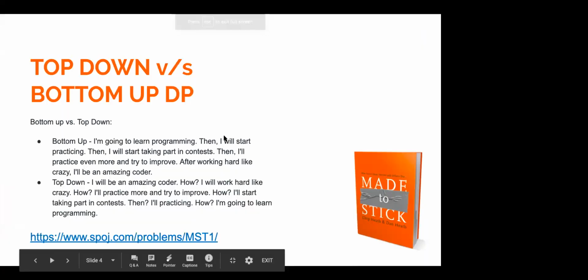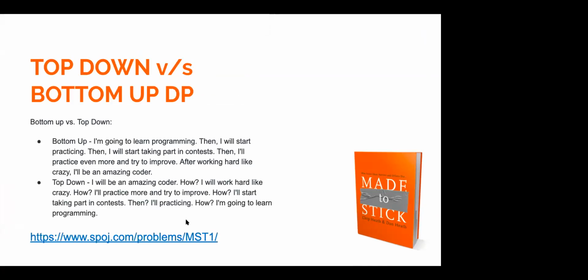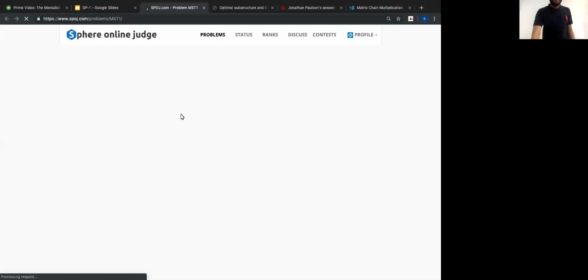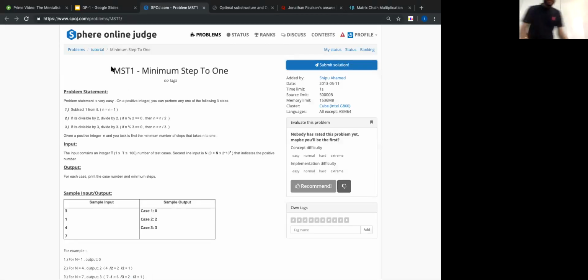The slide is visible to you, right? I'll assume it's visible. Yep, it's visible. So, minimum steps to one. This is the question that we have. You can give it a good read, and if any one of you has a problem, I'm there to answer. It's very simple.